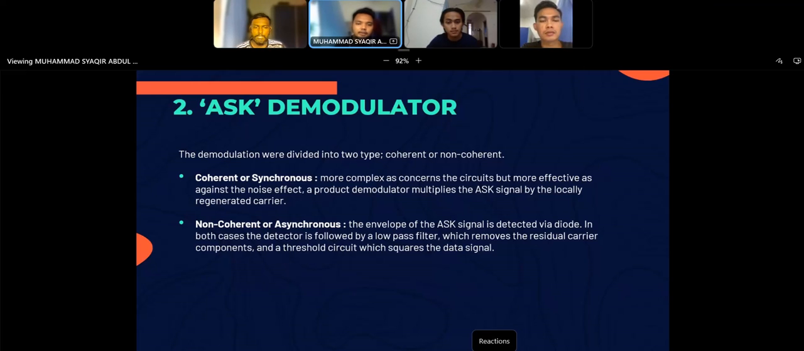Then the non-coherent or asynchronous type. The envelope of the ASK signal is detected via a diode. In both cases, the detector is followed by a low-pass filter, which removes the residual carrier component, and a threshold circuit which squares the data signal.